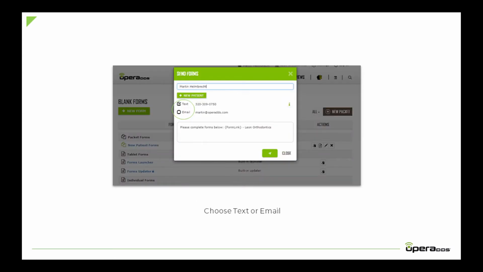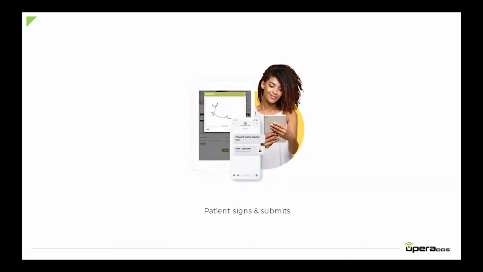Select to send via text or email. As you see here, my OperaDDS is connected to my PMS, and therefore the patient's information is available. You can customize the message or leave as is and hit send. When the patient receives the form, they will click on the link you've sent and will not be required to log in. This assures easy access to completing their forms. All forms are encrypted and HIPAA compliant. Patients sign and submit the forms back to your office securely.